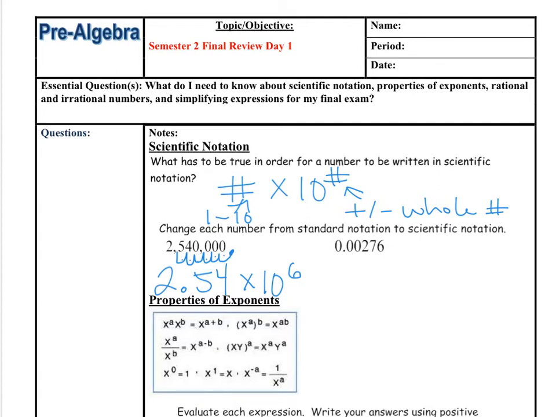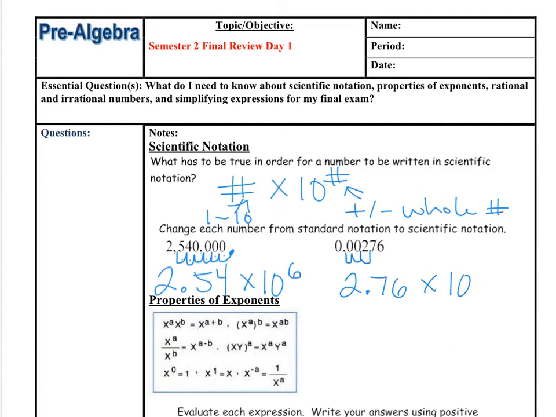Second example here, my decimal right now needs to be moved again. We have to move it until the number is between 1 and 10. So I move it 1, 2, 3. Now it's at 2.76, which is between 1 and 10. So I'm going to write 2.76 times 10. It's going to either be positive 3 or negative 3.